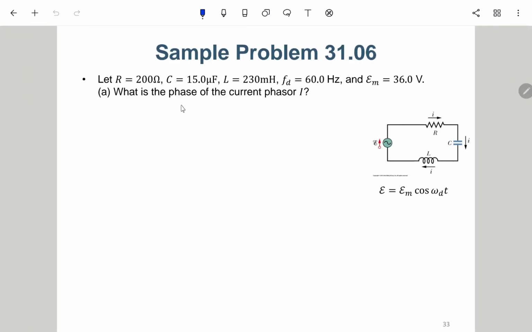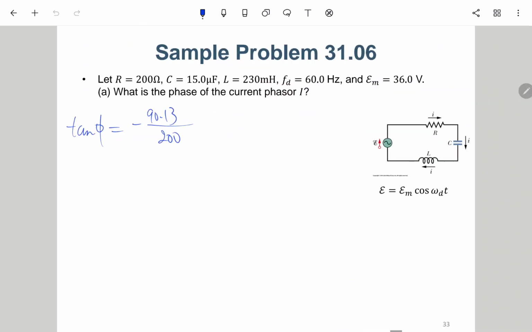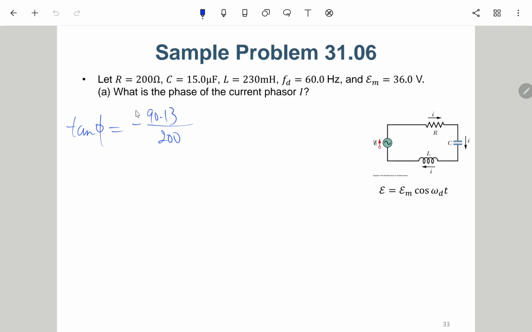Okay, and then for question B, what is the phase? So for the phase, tangent phi will be negative 90.13 over 200. If you still remember, it is just this part. This part is the imaginary part of the impedance divided by the real part of the impedance, including this negative sign. So it will be negative 90.13 over 200.